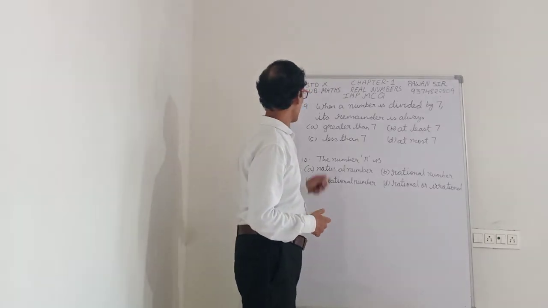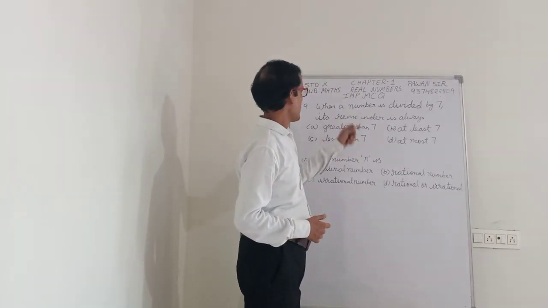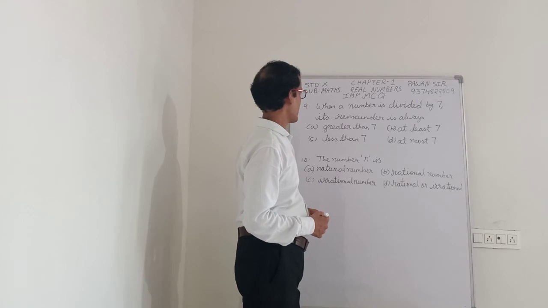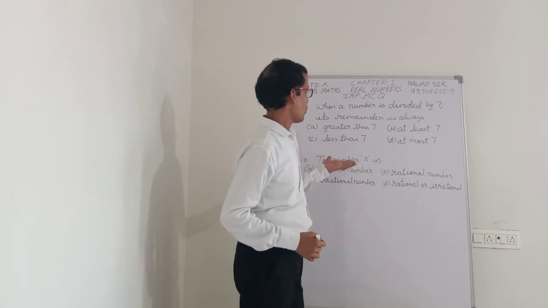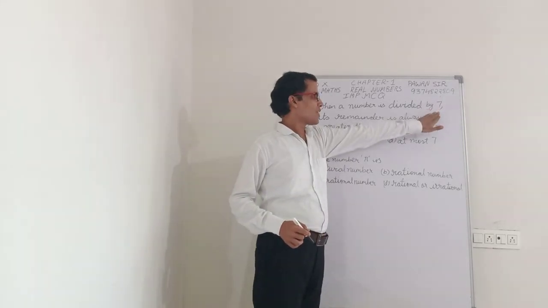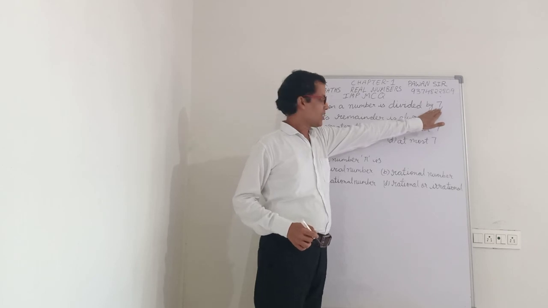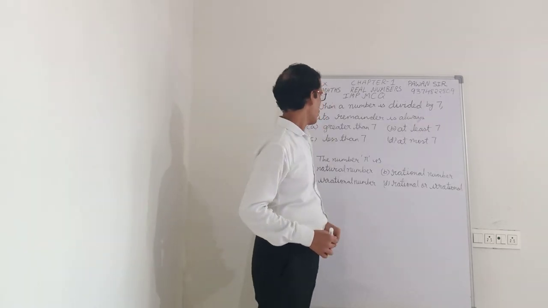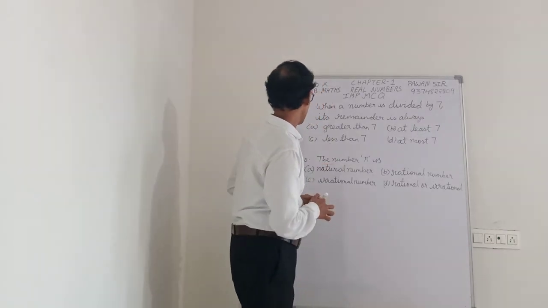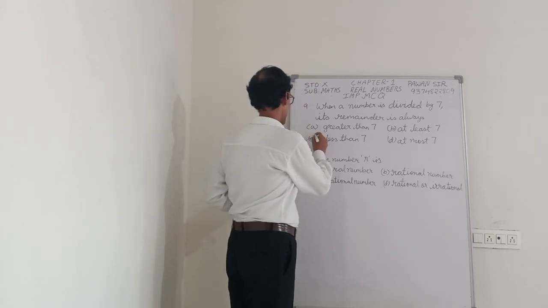So dear students, our next question is, when a number is divisible by 7, its remainder is always, as you know, the remainder is always less than the divisor. The divisor is 7. So it is less than 7. So the correct option is C.